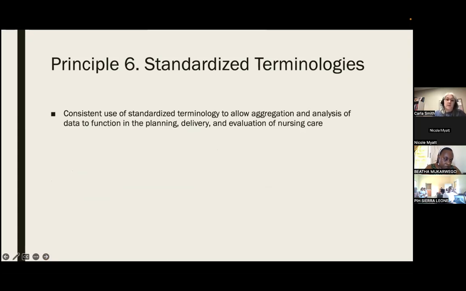Also, standardized terminology helps permit our data to be aggregated and analyzed. So again, back to that data audit. If we want to assure that 100% of our patients had a full set of vital signs upon their initial admission to the hospital, the terminology needs to be standard or we're not going to be able to locate that information in a chart.